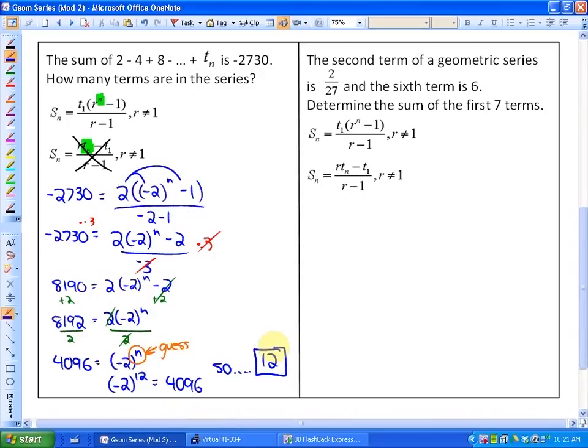Let's look at one more example. The second term of a geometric series is 2 over 27, and the sixth term is 6. Determine the sum of the first 7 terms. So let's look at what that might look like.